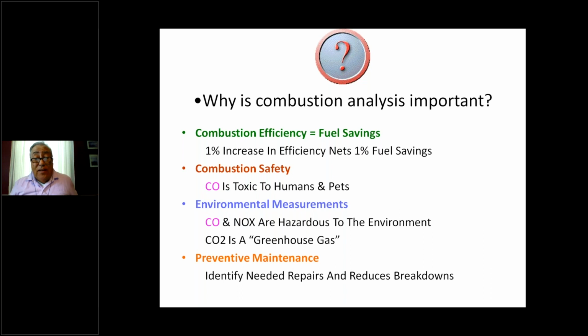And then finally, preventative maintenance. You can identify a problem before it becomes a problem. Reduce breakdowns in your equipment. So it's very important. I marvel at the fact that there are still people out there working on equipment that don't have a combustion analyzer.